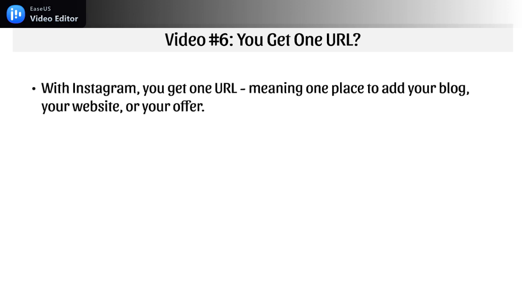It's called you get one URL. So that's the reality with Instagram, you get one URL, meaning one place to add your blog, your website, or your offer. It's not like Facebook where you can create a post every single time and put a URL directly to your offer. You get one URL, so you got to choose it wisely. So the question is, what URL should you use?